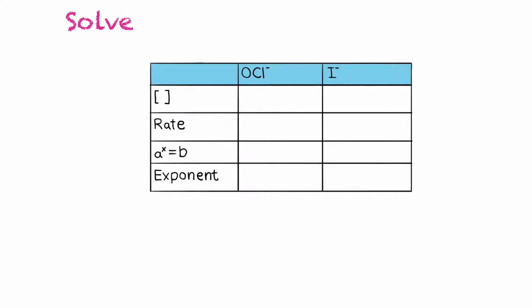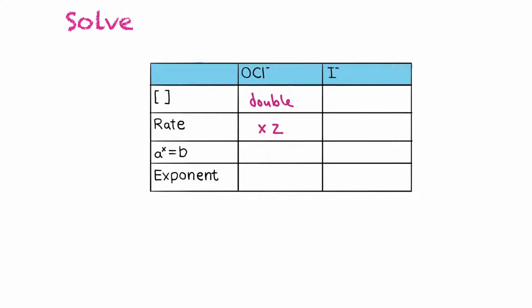So another way of solving this is to set up a table like this where you have the two columns demonstrating what happens when you perform different changes in the concentration. So when we double the hypochlorite and keep the other, the iodide, the same, this is what we see. So we double the hypochlorite and the rate multiplies by 2.